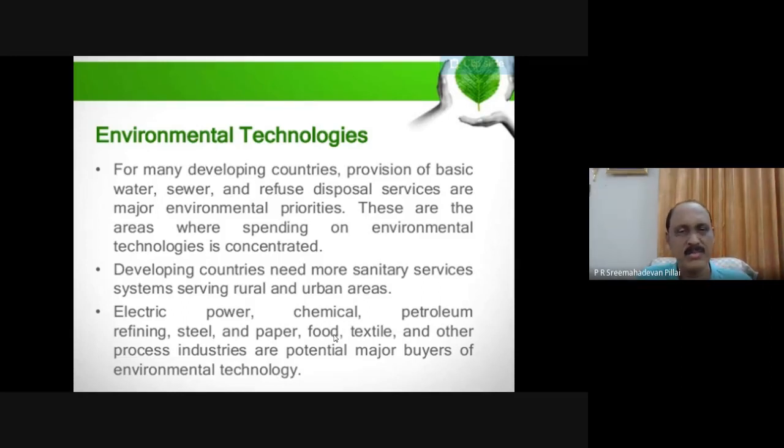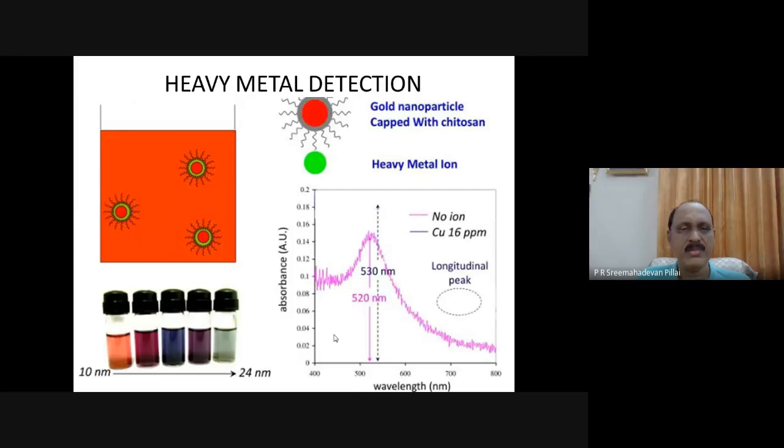Next one, please. Then so many new technologies have come up. The latest among them is what is called nanotechnology. Nanotechnology, so many things are there. I'm just giving a light introduction to say, for example, nanotechnology is used for heavy metal detection. Gold nanoparticles capped with chitosan. Chitosan is a chemical. Chitosan chemical is made from the shell of the shrimp.